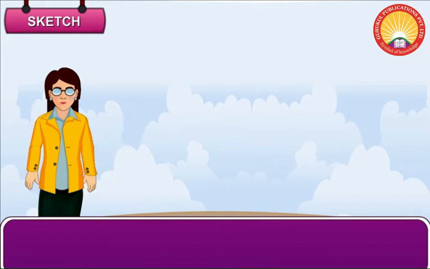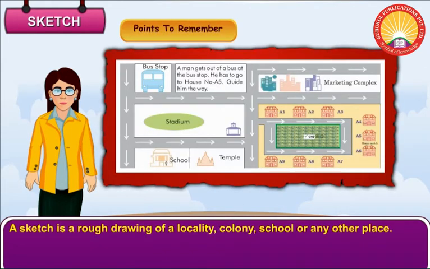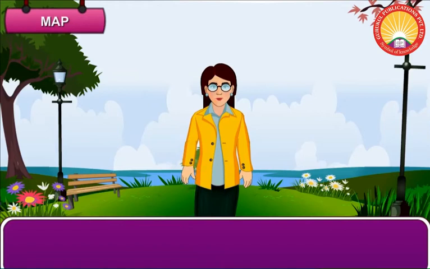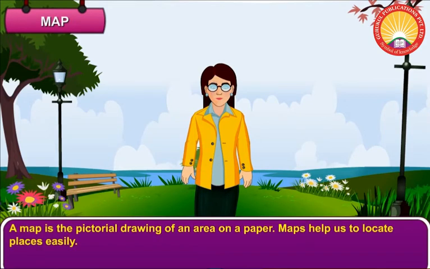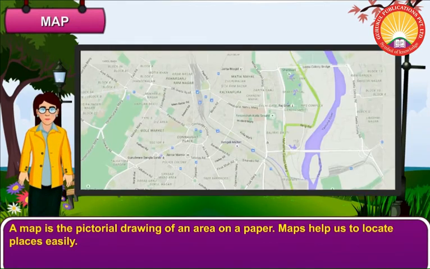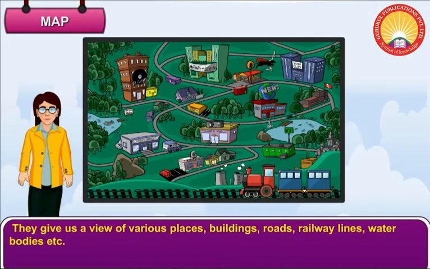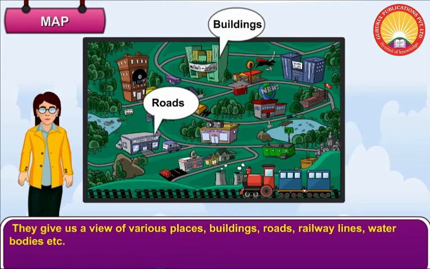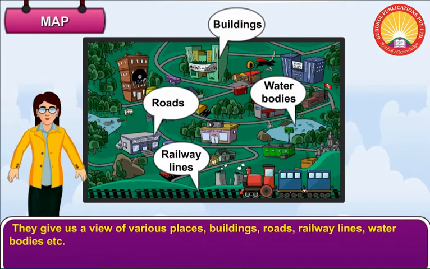Sketch. A sketch is a rough drawing of a locality, colony, school, or any other place. Map. A map is the pictorial drawing of an area on a paper. Maps help us to locate places easily. They give us a view of various places, buildings, roads, railway lines, water bodies, etc.